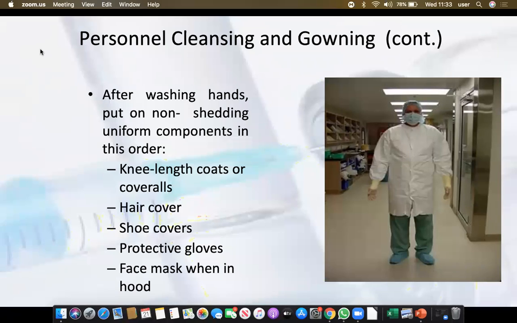So now after washing hands, put on non-shedding uniform components in this order. See the dress which has to be worn by the staff: knee-length coats or coveralls, hair covers, shoe covers, protective gloves, face masks when in hood. This is your dress, which he has to wear when working in injectables. Wearing this kind of dress, you do not wear a lab coat here, but the whole day the person has to wear this dress.